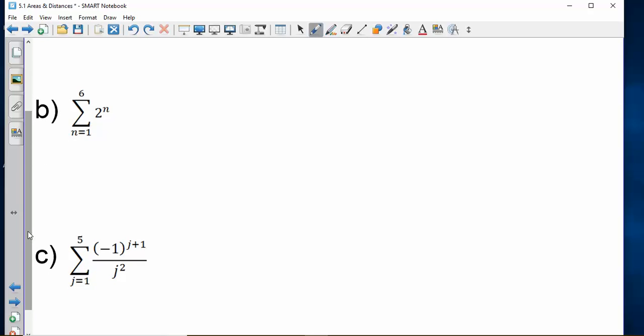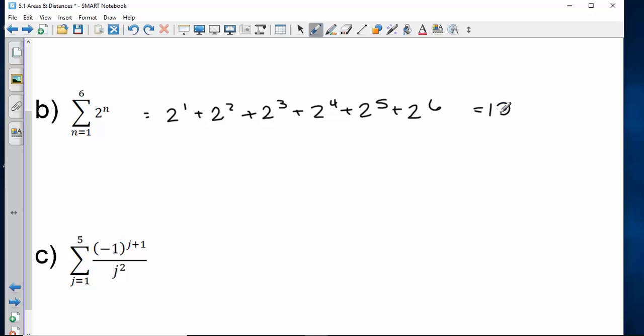B, sum from 1 to 6, so 2 to the k. So it's just 2 to the first plus 2 to the second, all the way up to 2 to the 6th. Most of these things, we are going to get some shortcuts for these formulas, but on a test where you couldn't use a calculator, what I would want for your answer would be this expanded notation here. Can you show me what this means? Homework, when you have a calculator, you can go ahead and add them.